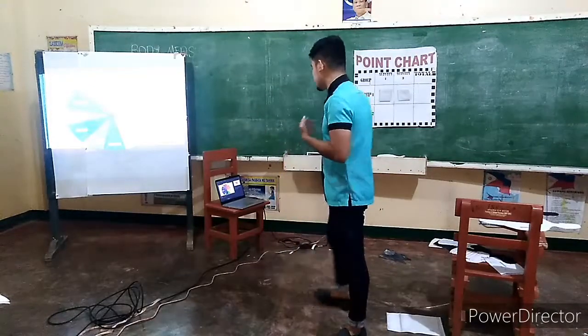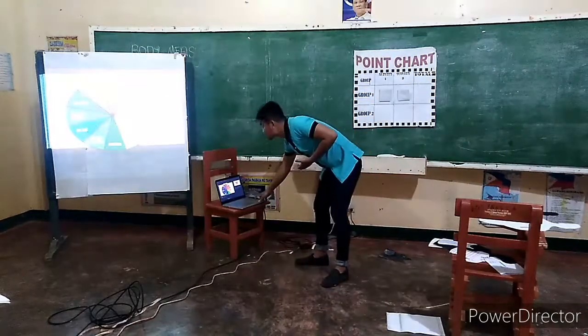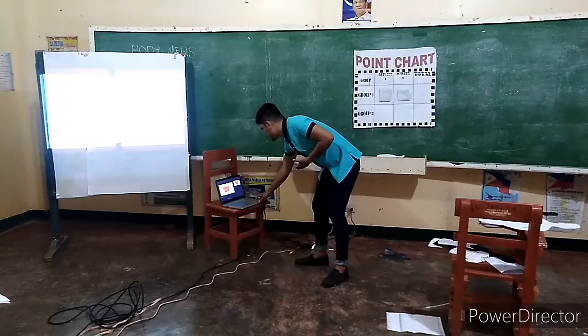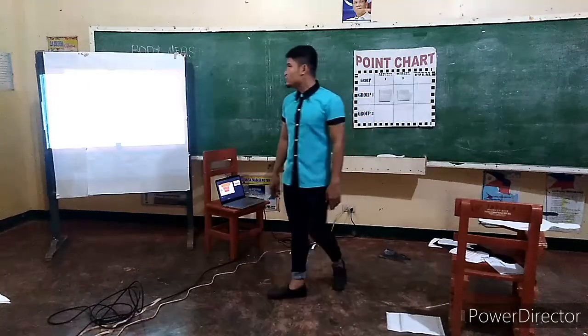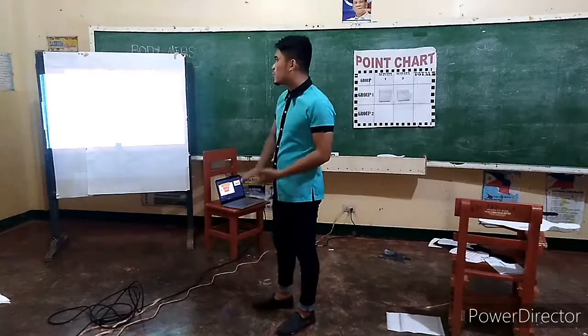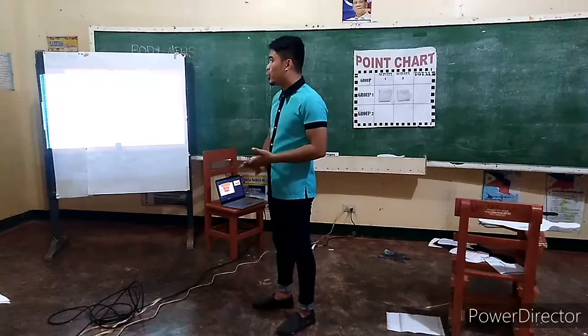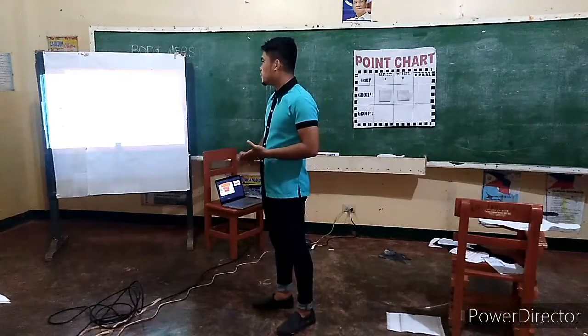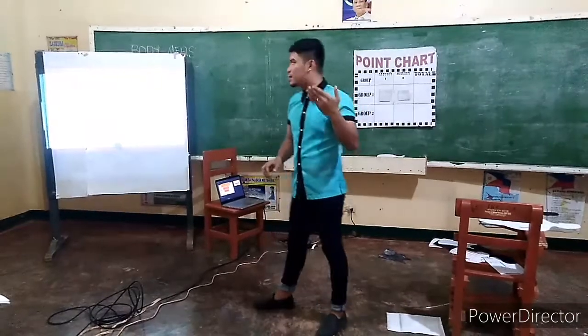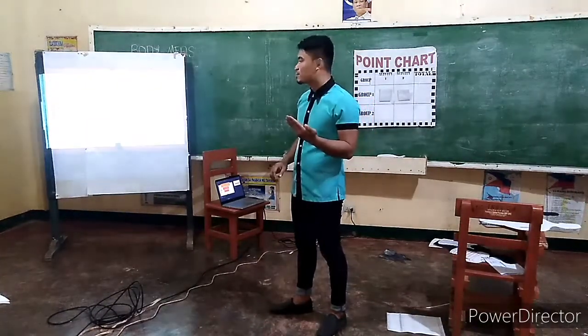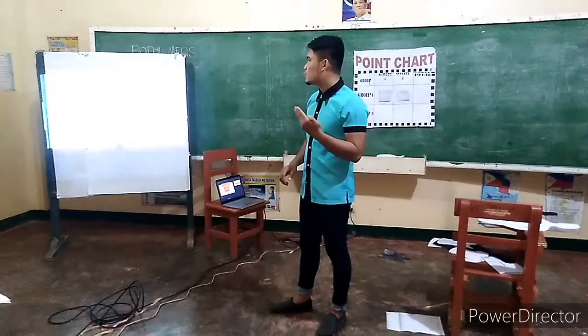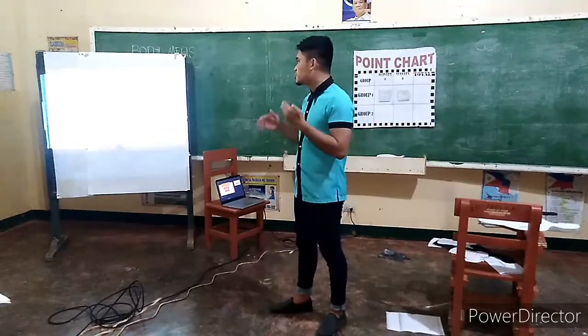Okay, so let's proceed to the value of the color. Value refers to the lightness or darkness of the color. So there are two kinds of value of the color. First, we have light or tint. Second, we have darkness or shade.